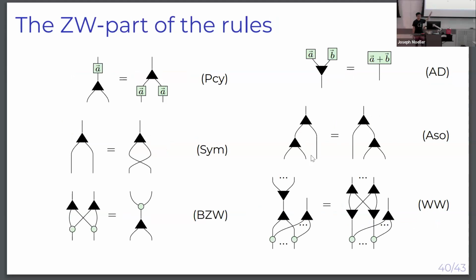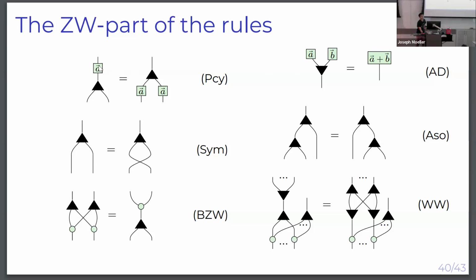And then here's the ZW fragment of the rules. So you have the W spider, and there's a way to think about the W spiders as adding. These green boxes act as a monoid. So that's written that way around, but this can also be written the same way around. So if you have A and B plugged in, it adds them element-wise.